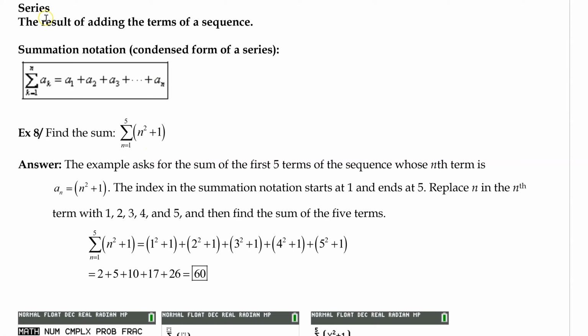So we're now talking about series. This is a result of adding the terms of a sequence. So if you take all the different terms that are created and you add them up, you create a series. And we use this notation. It's called sigma notation or summation notation.